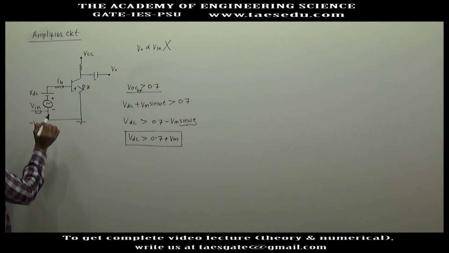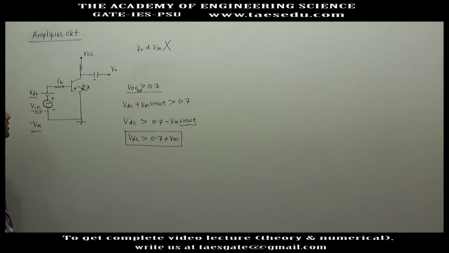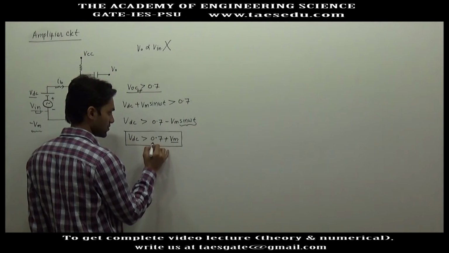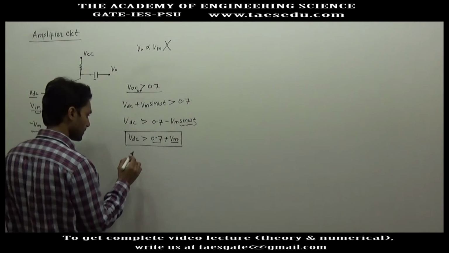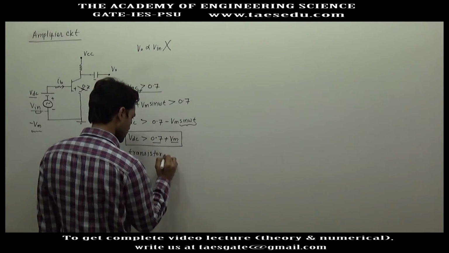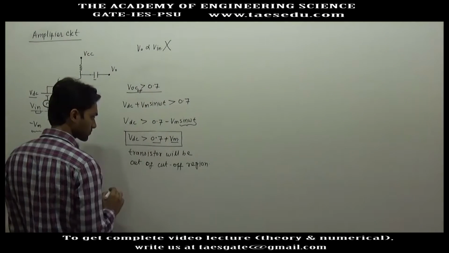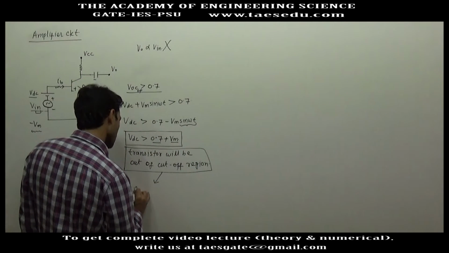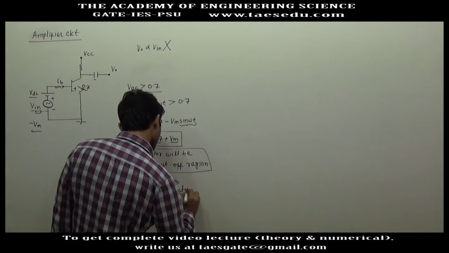So VDC has to be 0.7 volt, cancelling the effect of minus Vm. So the magnitude of VDC must be at least Vm plus 0.7 volt. So if this condition is satisfied, we will say the transistor will be out of cutoff region. But it does not mean the transistor will always be in active region, because it may operate in active, it may also operate in saturation region.